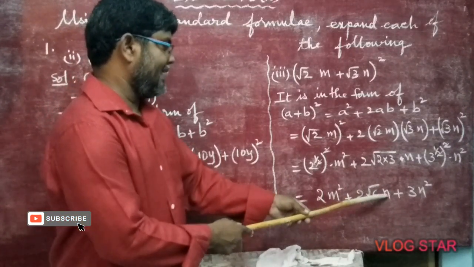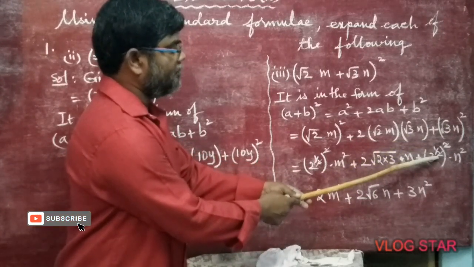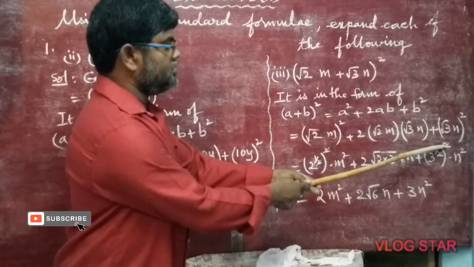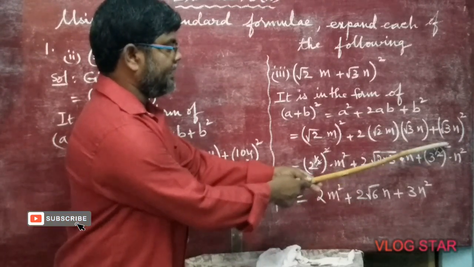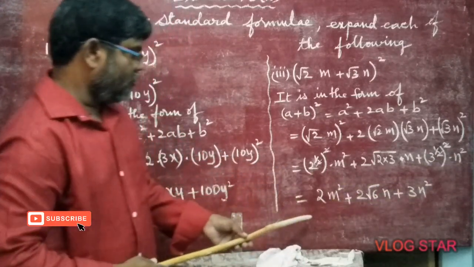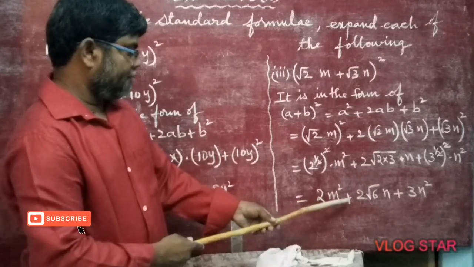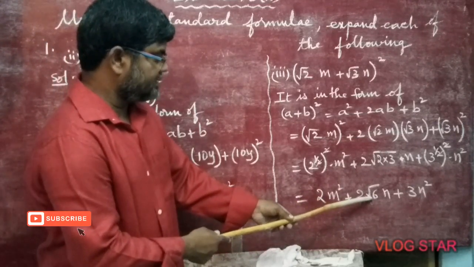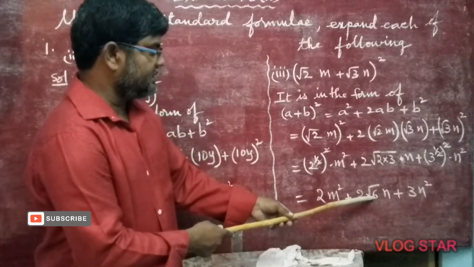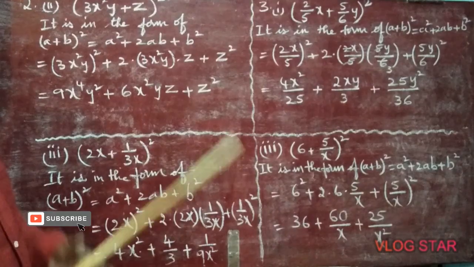2 root 6 n plus, here also square root of 3 I have written as 1 by 2. 2 is in the denominator, here 2 is in the numerator. Numerator and denominator get cancelled and 3 is left, and n square as it is. So what is the final answer? 2m square plus 2 root 6 n, here irrational is left, plus 3n square.